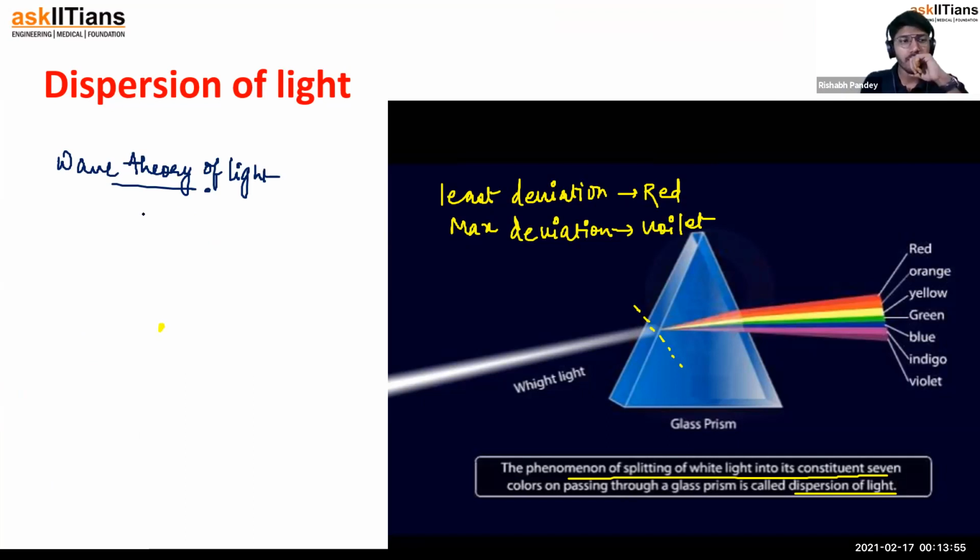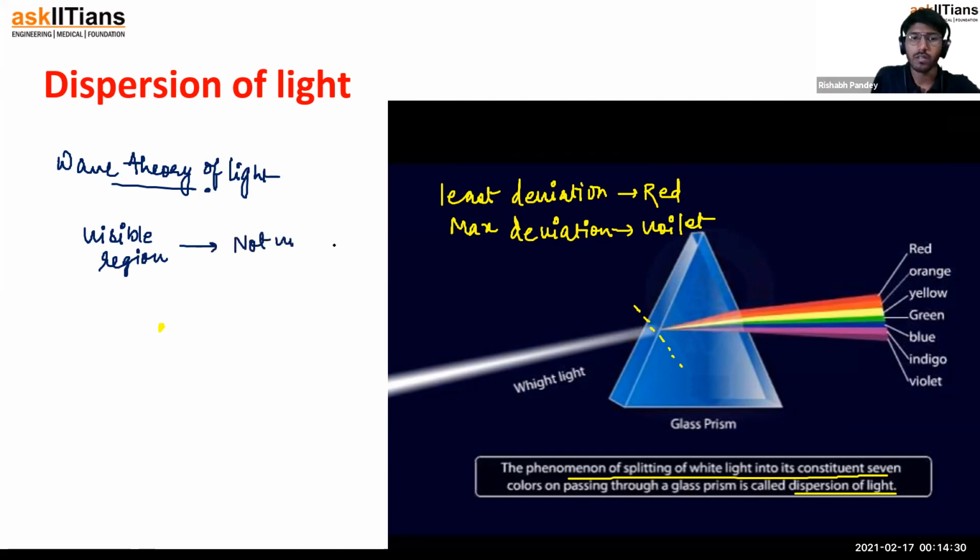Basically, if I have a ray of light, every light has its own wavelength. As you can see, we have the spectrum of light. So there's a visible region. What's the visible region? The visible region is that particular region in which light falling in that wavelength range is visible to us. Anything beyond this visible region is not visible, and anything less than this visible region is again not visible.